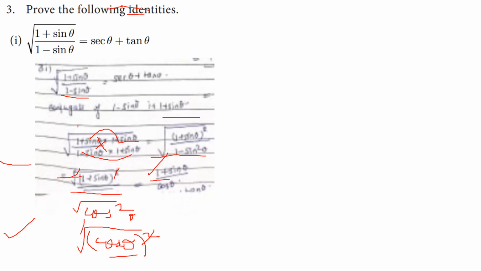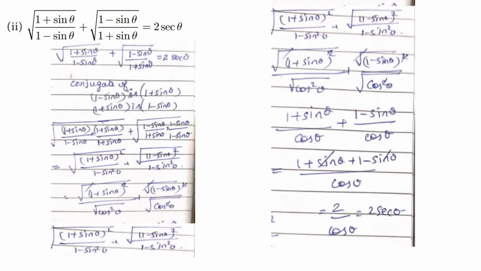Here also you separate the terms. 1 by cos theta is what? Secant theta. Sin theta by cos theta is tan theta. That is our RHS. Is it clear? Hence proved. Next question.